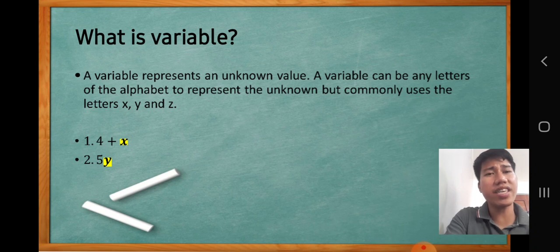So what is a variable? When we say variable, it represents an unknown value. A variable can be any letter of the alphabet to represent the unknown, but commonly we use the letters x, y, and z. For example, number 1, 4 plus x. X is considered as a variable. And number 2, 5y. So y is considered as a variable. Again, a variable represents an unknown value, and usually we use the letters x, y, and z.